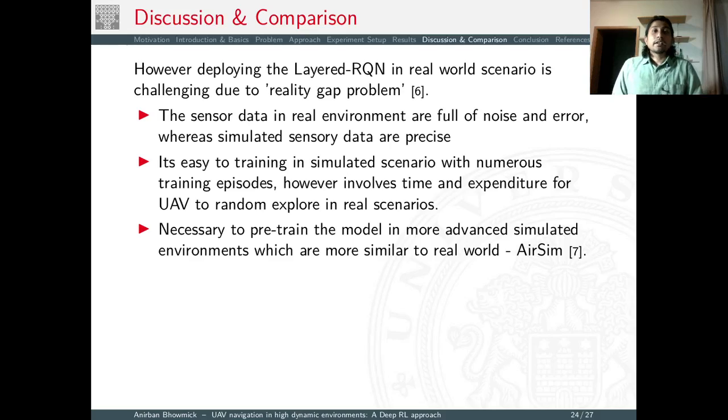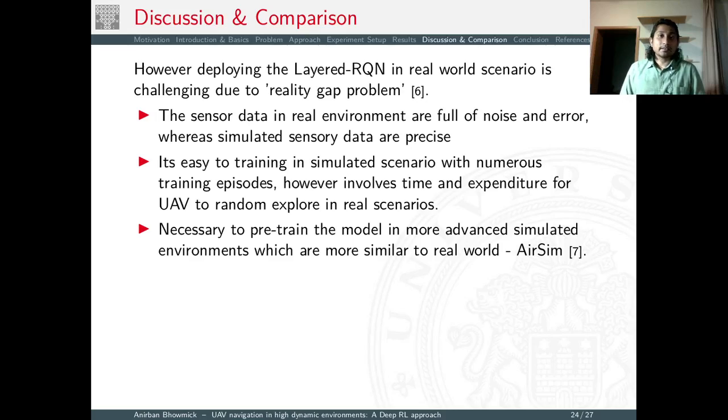But the layered RQN method also has certain pitfalls and shortcomings. One of the biggest is the reality gap problem. When we are using the sensors in the real world, the UAV sensors will face a lot of noise and error. So this can lead to faulty experiments.